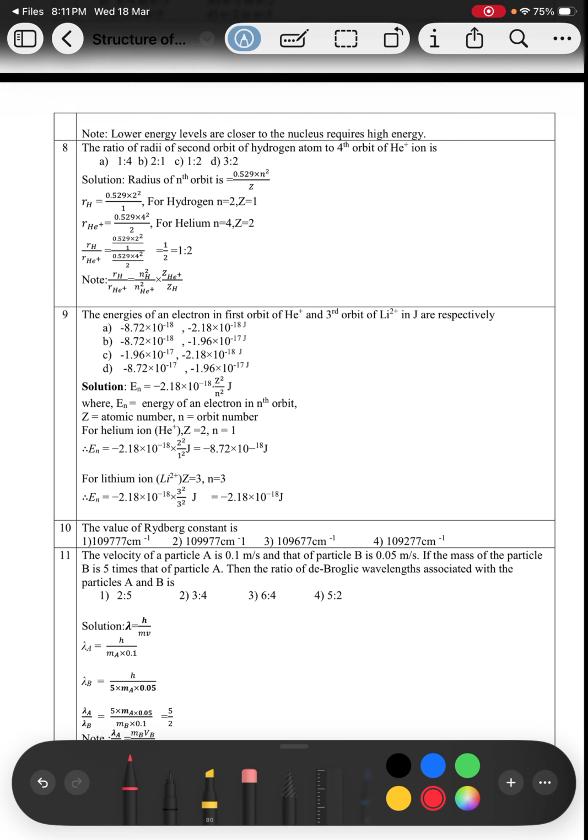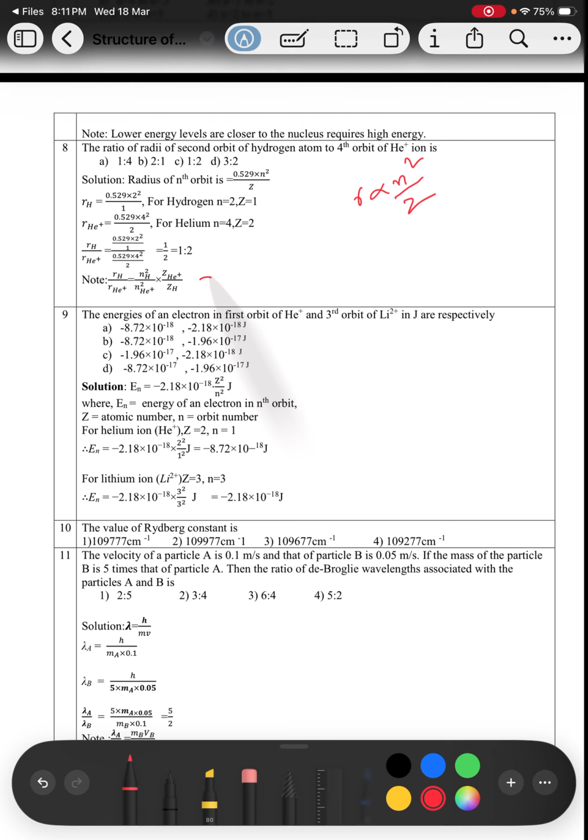Next, eighth one: the ratio of radii of second orbit of hydrogen atom to fourth orbit of helium He plus ion is. So radius of nth orbit is given by the formula 0.529 into n square by z angstroms. Here radius is directly proportional to the square of the orbit number, inversely proportional to the atomic number. So r1 by r2 is equal to n1 square by n2 square into z2 by z1.